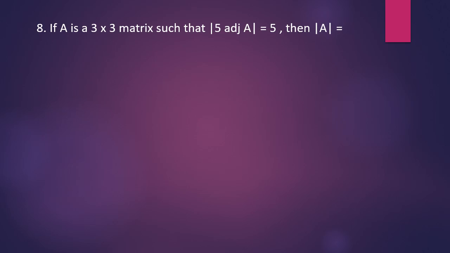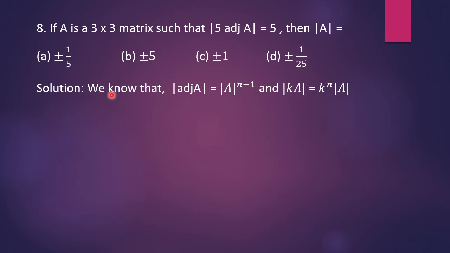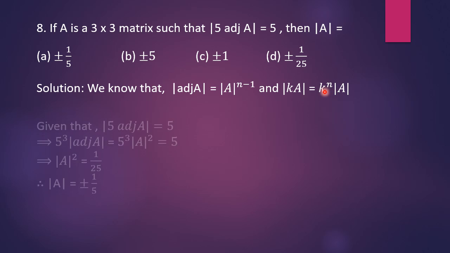Next we move to the next problem, the 8th one. If A is a 3 by 3 matrix such that determinant of 5 into adjoint A is equal to 5, then determinant A is equal to what? We use that in each and every problem here, determinant of adjoint. So determinant of adjoint A is determinant A to the power n minus 1, and determinant of K into A is one more formula, that's equal to K to the power n into determinant of A. In both cases, n is nothing but the order of the matrix here.